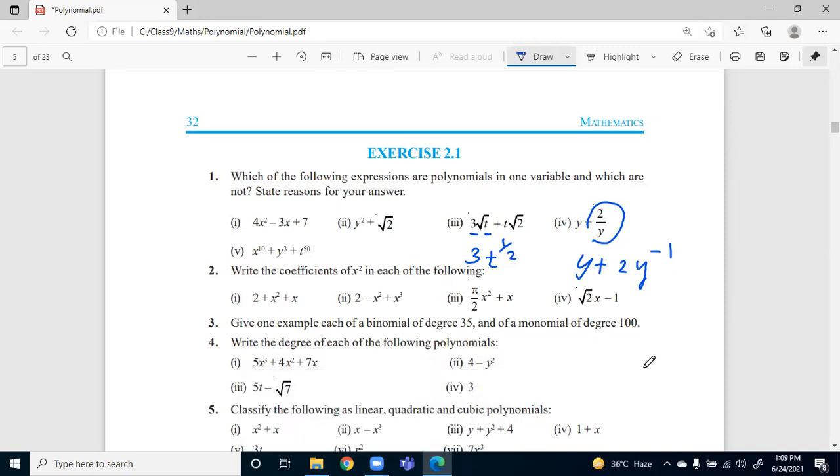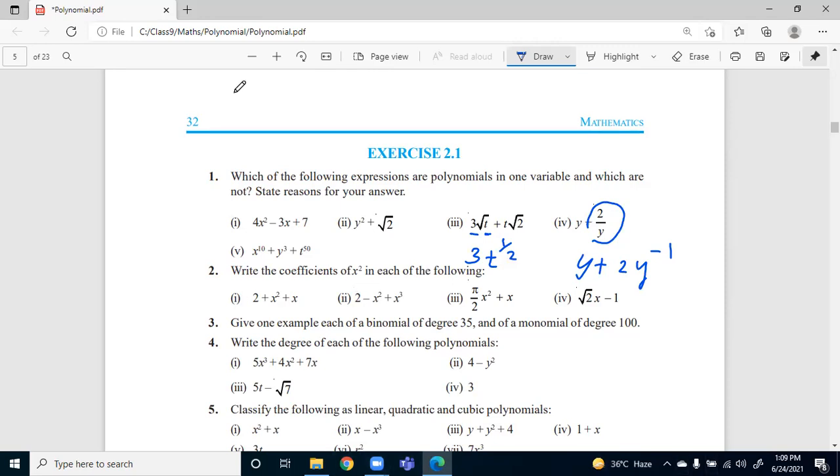So this is the gist of question number 1. And let's say I want to calculate the coefficient. Coefficient means what number is multiplied with that variable. In a general way, coefficient is the number which is multiplied with that variable. And degree is the highest power.